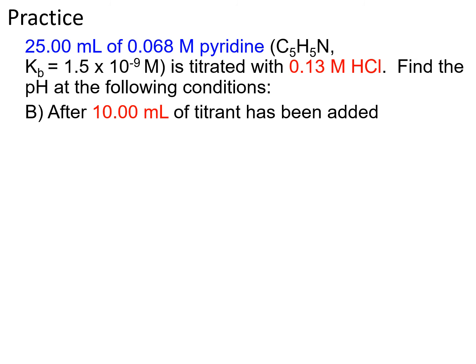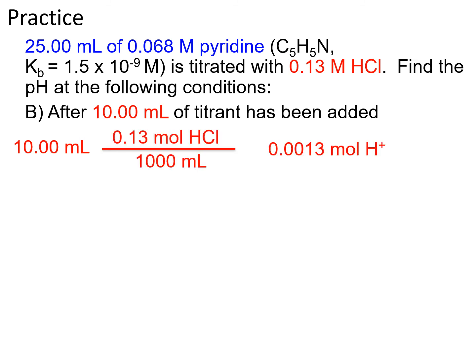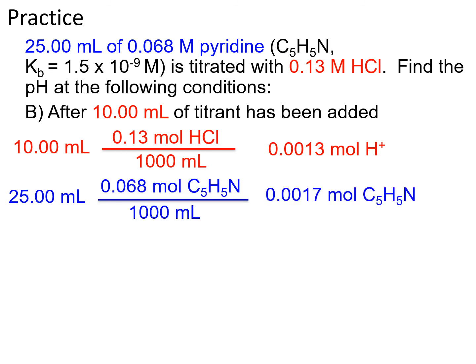Now I've started to add some titrant, so we're going to have to use stoichiometry in order to do this one. I'll start by using my volume of my acid and molarity to figure out how many moles of H+ I'll have. I can also use my volume and molarity of my base in order to figure out how many moles of my base I'll have. I'll have a one-to-one reaction, so here I'll take some of my acid until it's completely gone. I'll decrease my amount of my pyridine while increasing the amount of my conjugate acid.